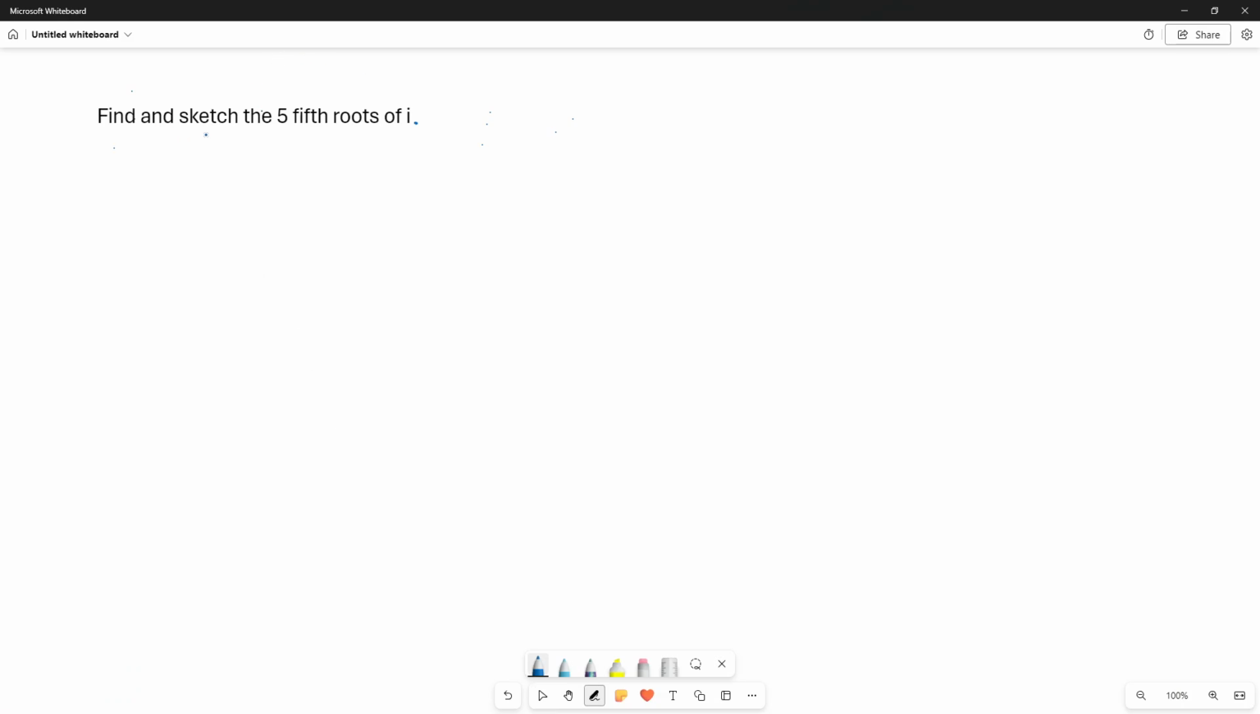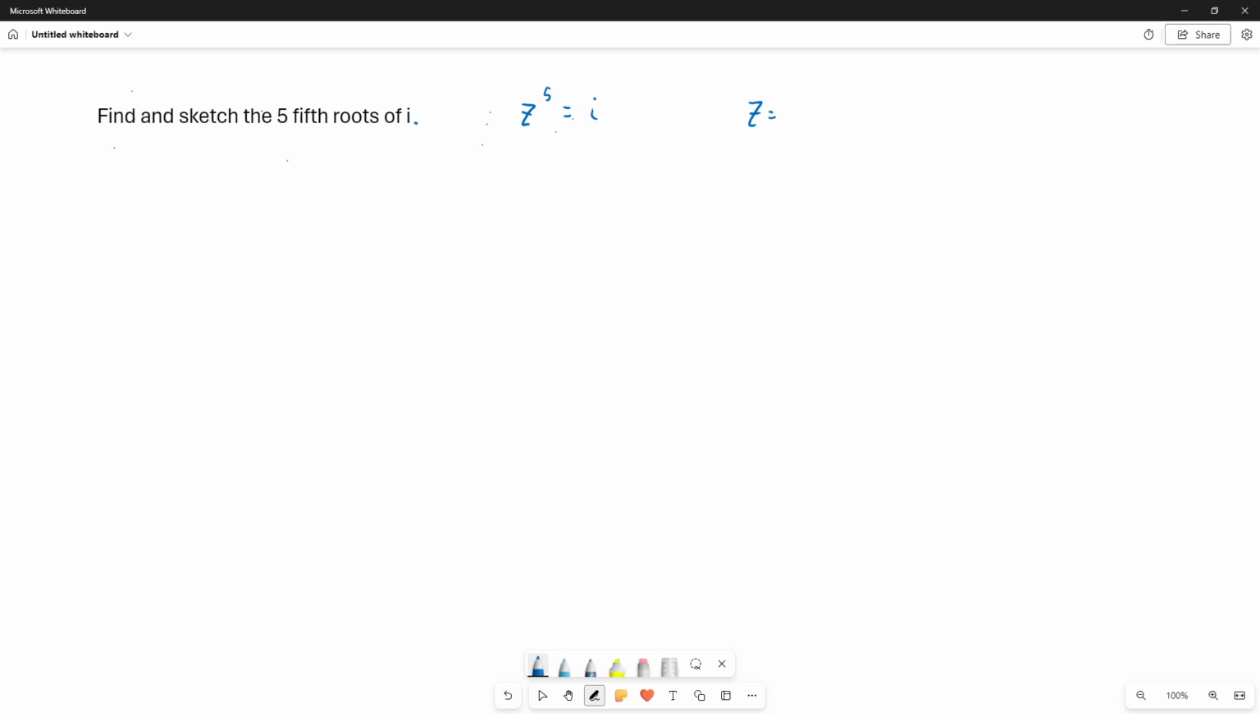We would like to find and sketch the fifth roots of i, which means we would like to find the distinct solutions to the equation z to the fifth equals i. And the best way to do this is using polar form.